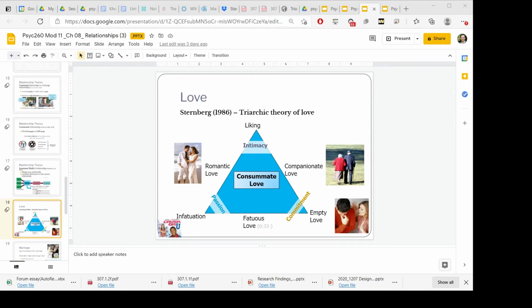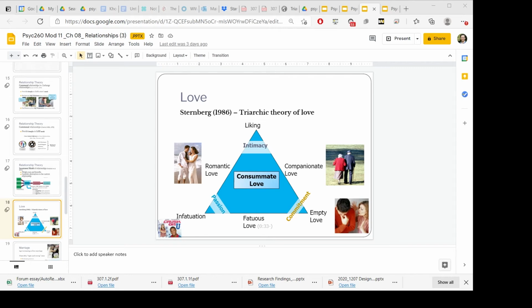So let's move on to the module on relationships. One topic that some students seem to not be very clear on is the triarchic theory of love by Sternberg. Basically, what the theory says is that love has three elements: intimacy, which is feelings of closeness, passion, and commitment. The presence of all three elements creates consummate love. It's the most, quote unquote, fulfilling and satisfying kind of love that people can have.